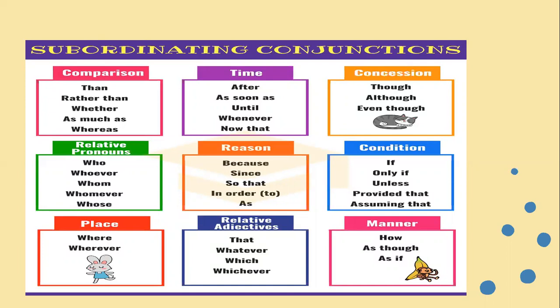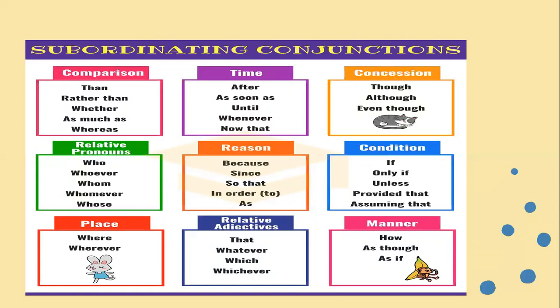For example, if I use the first subordinating conjunction here, after. After I completed my work, I packed my bag. I packed my bag will become the independent clause, and after I completed my work will become the dependent clause. So what is your complex sentence? After I completed my work, I packed my bag.